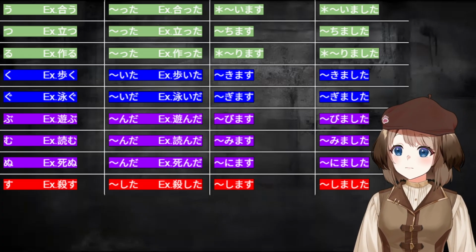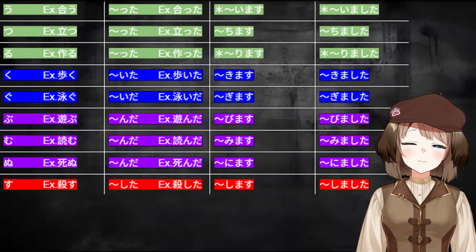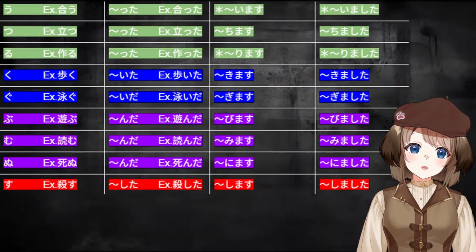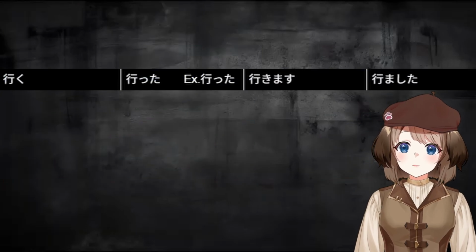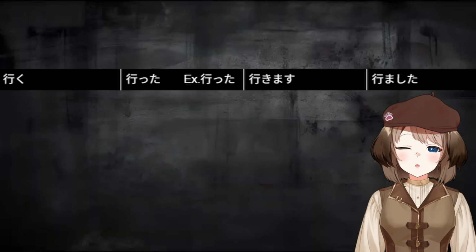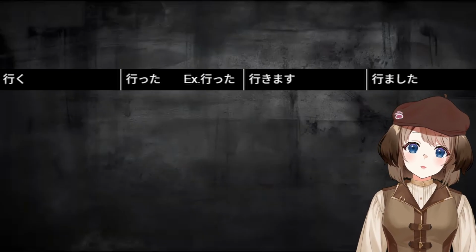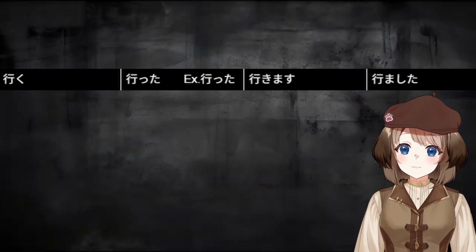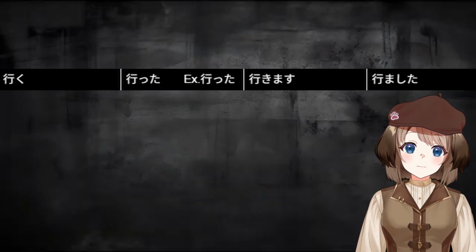But before we're done, some verbs don't play nice. As an example, iku. Iku, to go. So devious. It seems like such a simple word. Here's the conjugation pattern for iku. Iku, and then in the plain past, itta. And then in the polite, ikimasu and ikimashita.